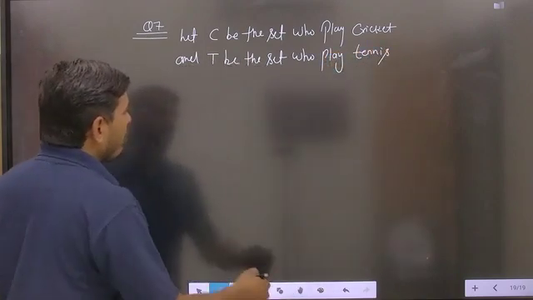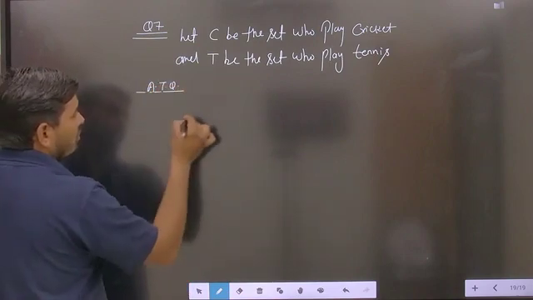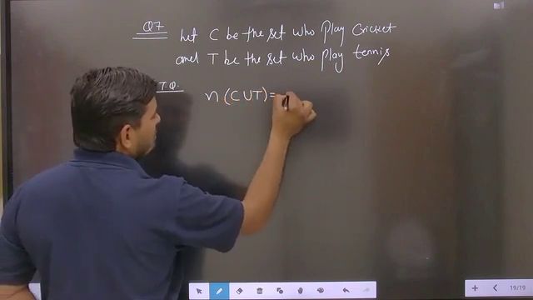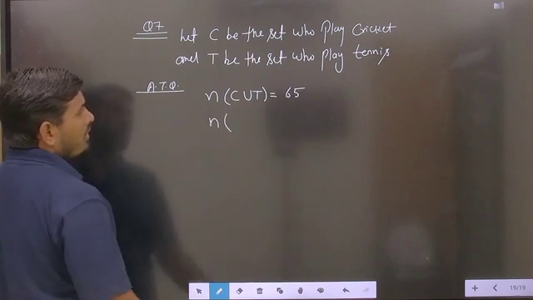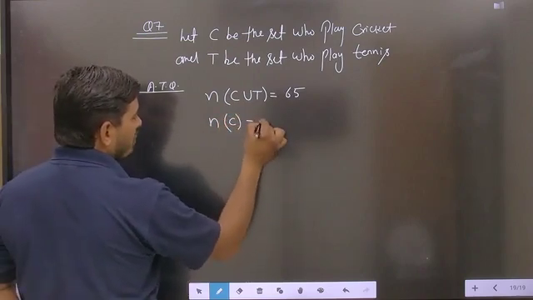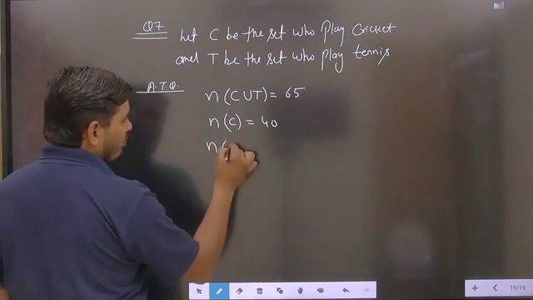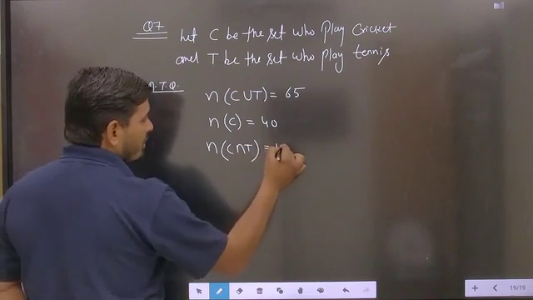Now according to the question, student, the total number of persons means C union T, that is given as 65, and it is also given that the number of persons who play cricket is 40, and those who play both cricket and tennis, that is C intersection T, is given as 10.